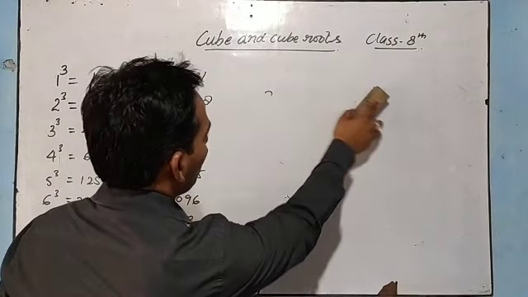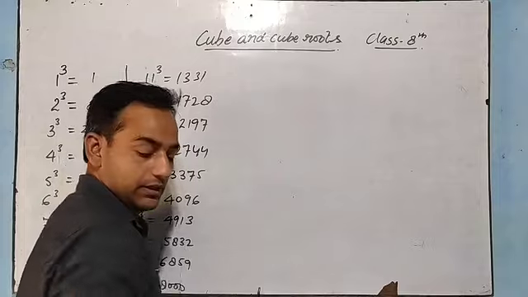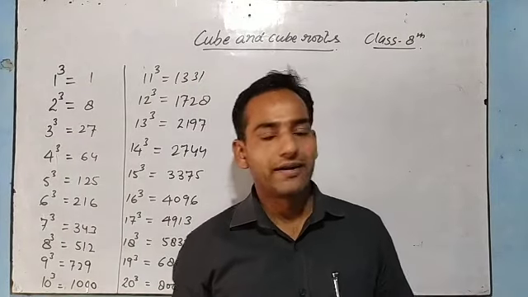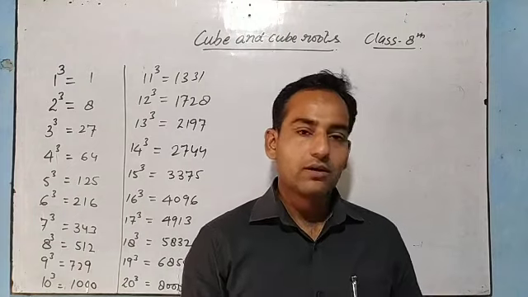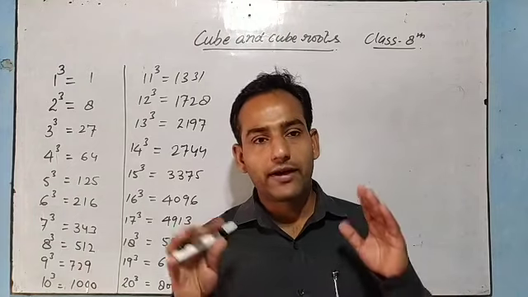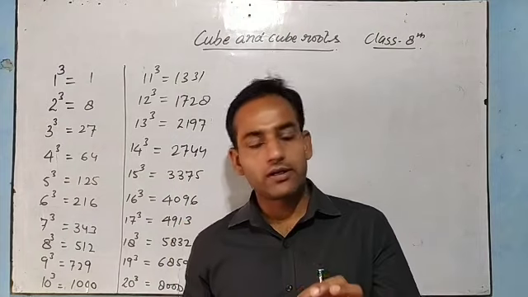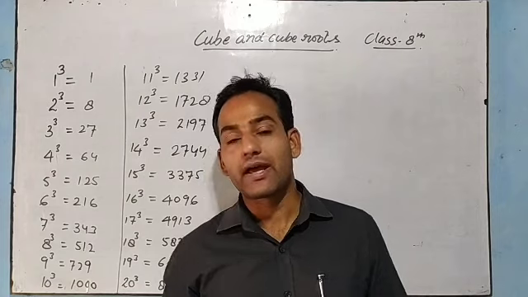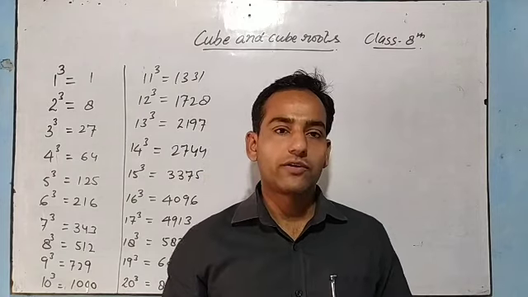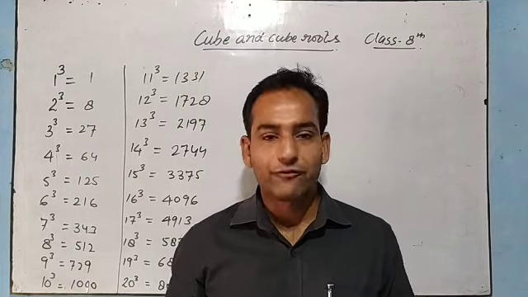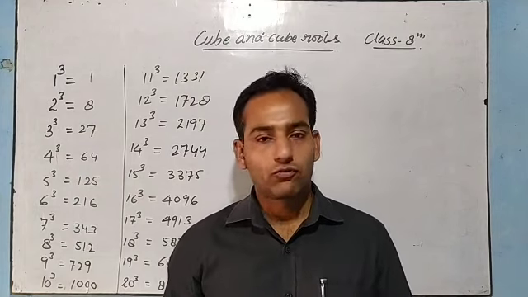So already I have written the cubes of the numbers from 1 to 20. And already I have told you that for square and square roots, you should always have in your mind the squares of any number from 1 to 20, at least. In the same way, you should have in your mind the cubes of the numbers from 1 to 20 at least for your benefit, for solving the questions.